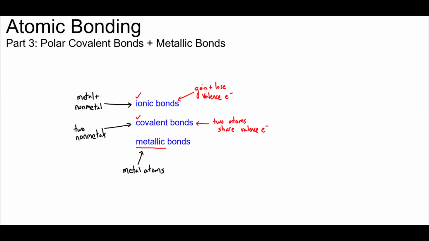Instead of gaining or losing or sharing electrons between two atoms, this type of bond is thought of as a sea of electrons. I'll show you in the notes later, but it's where millions of electrons are flowing back and forth around millions of metal atoms. In other words, this bond isn't just between two atoms, it's between lots and lots of metal atoms.